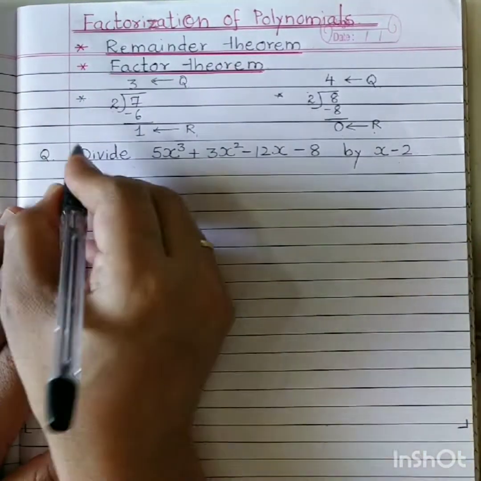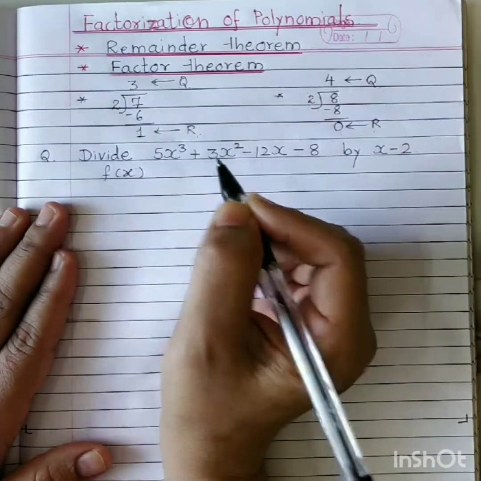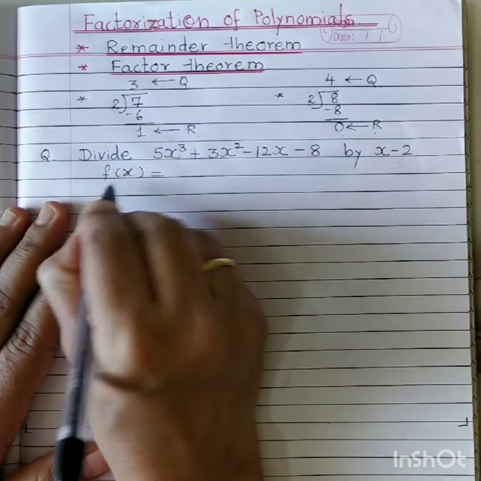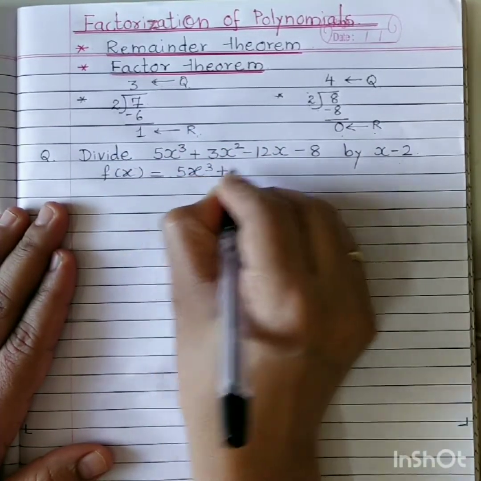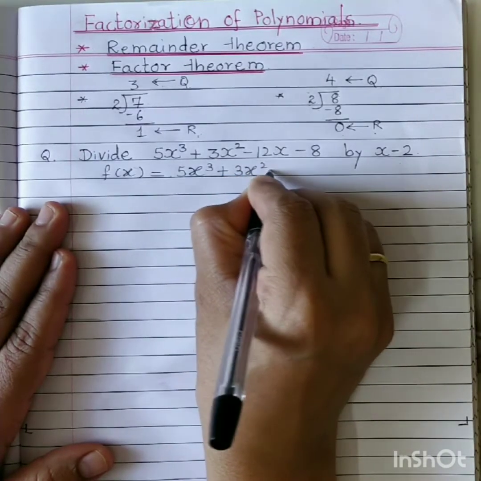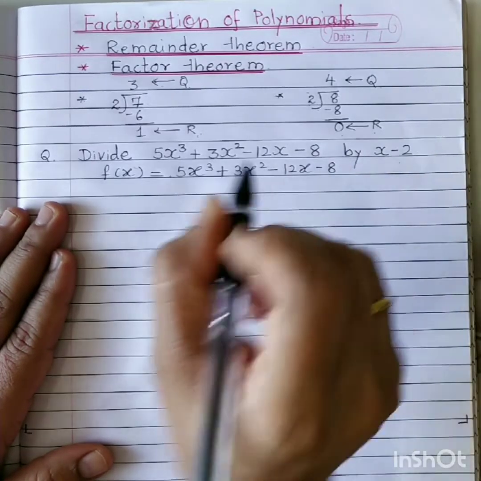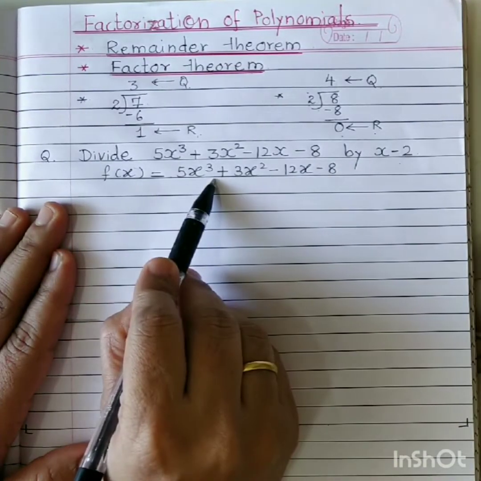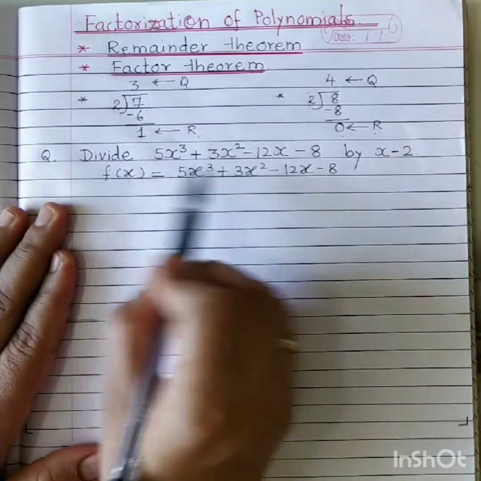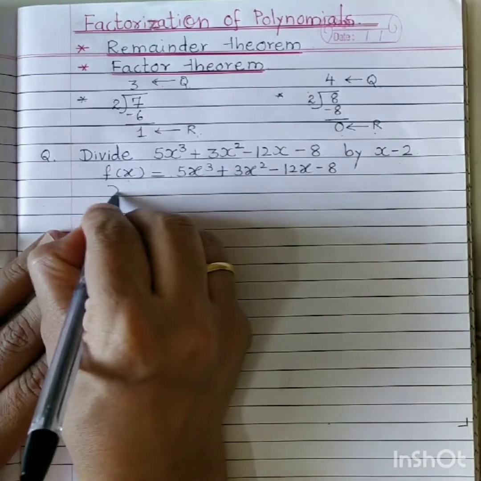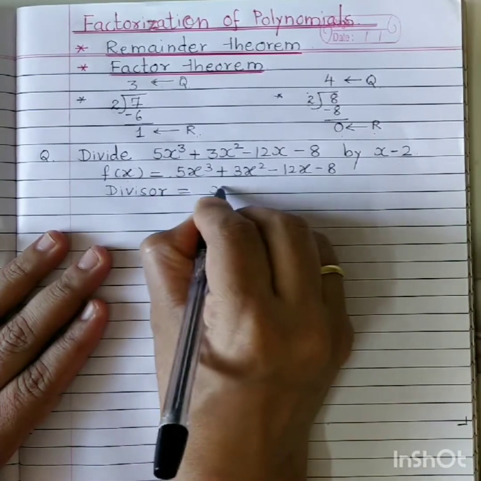So first of all, how I would present in the solution is, I write it as f of x. The given expression I express as f of x. That is, f of x is 5x cubed plus 3x squared minus 12x minus 8. This is called a function of x because this polynomial depends on the value of x. Now, what is the divisor here? Divisor is x minus 2.